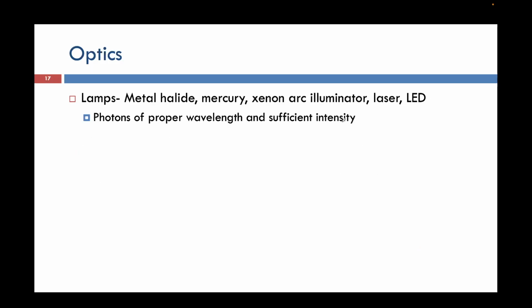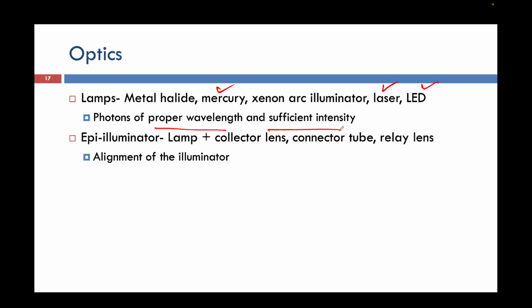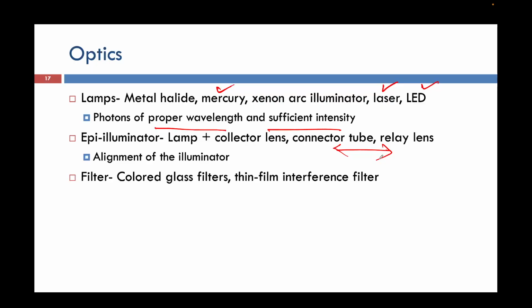And there are different kinds of lamps. Another one is the mercury lamp. Metal halide, mercury, or xenon arc illuminator. And sometimes if we want completely monochromatic light, we use a laser or LED, that means light emitting diode. So we should use an illuminating source that gives us the proper wavelength and sufficient intensity. Epi illuminator lamps are generally used, and the lamp plus collector system, condenser, tube, and relay lens are the different components of the optical system of our fluorescence microscopy. Filters used are colored glass filters and thin film interference filters. So these are the different kinds of filters that are used.